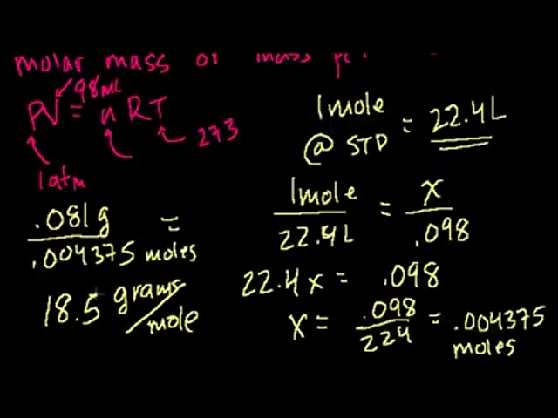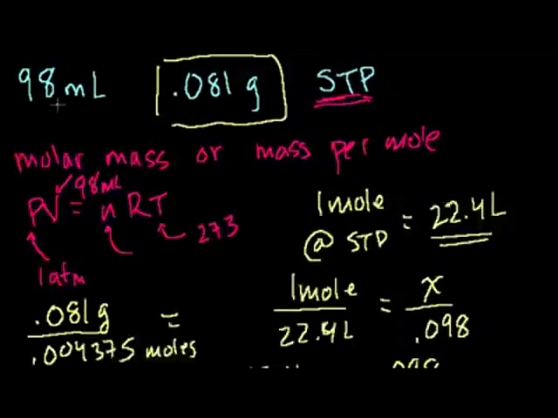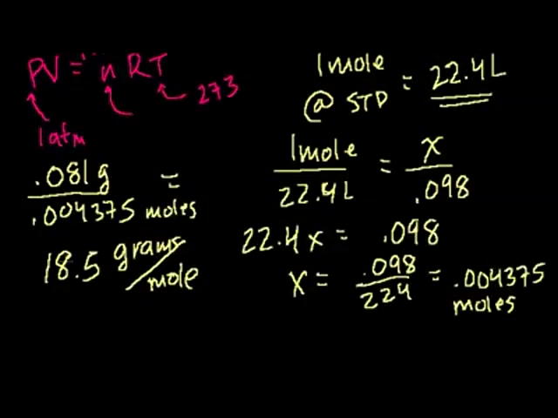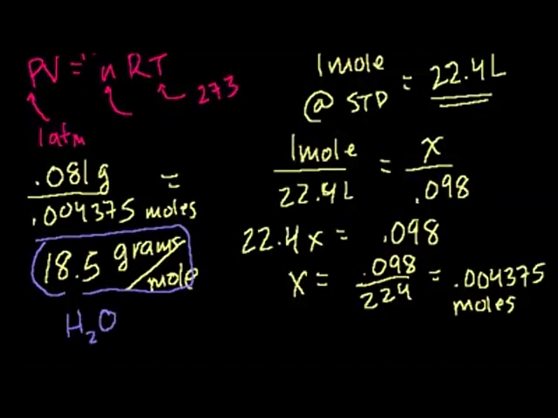So now this is an interesting question. We figured out the molar mass of our mystery substance that took up 98 milliliters and had a mass of 0.081 grams at standard temperature and pressure. And we figured out its molar mass, or its mass per mole, is 18.5 grams. So any guess as to what molecule we're dealing with? It's not going to be exact, but at least in my brain, water seems to be a good candidate, right? Water is H2O.